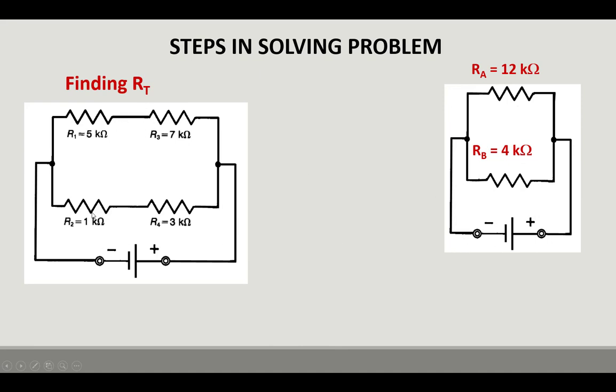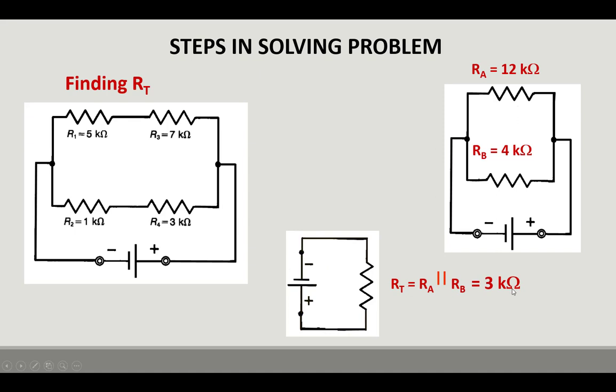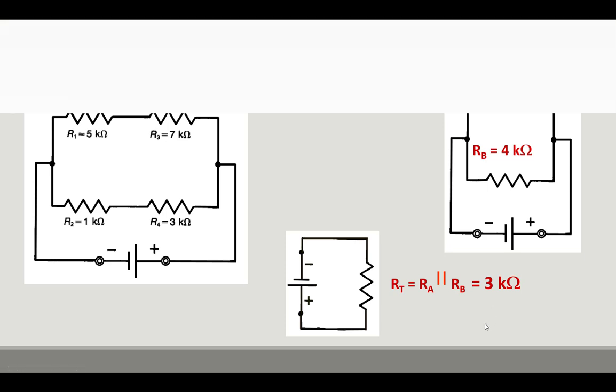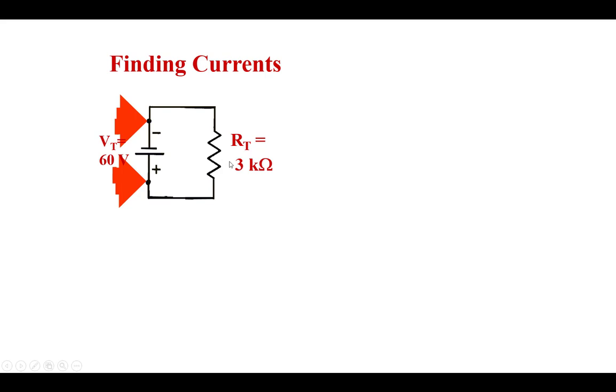12K, 4K. Total resistance, this in parallel with this, 3K. Now, taking the same equivalent circuit, R total is equal to 3K.